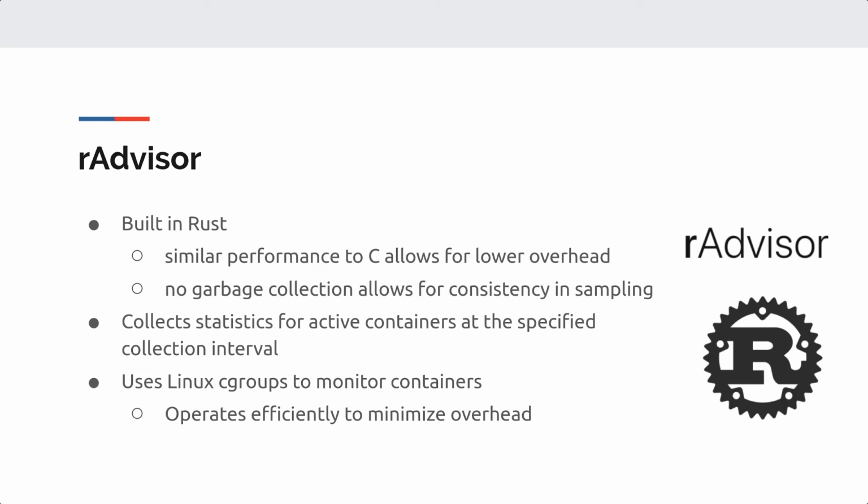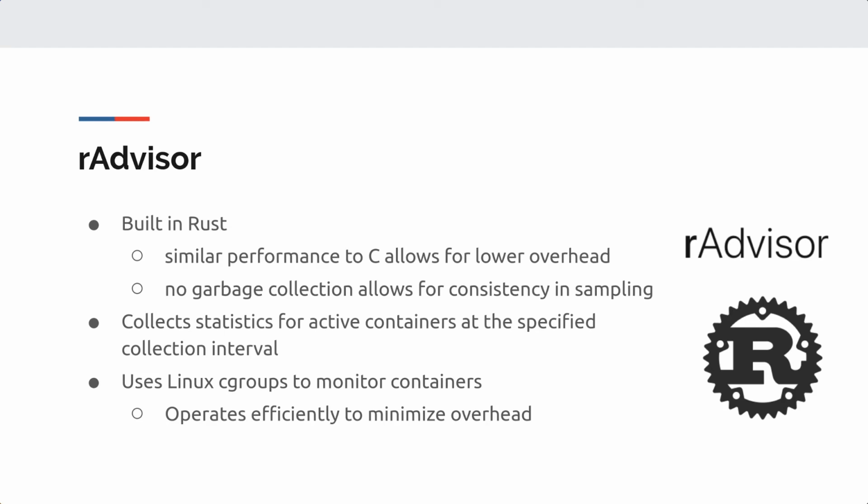For one, the software is built in Rust, which is a low-level language similar to C, with similar performance characteristics that allow for a lower overhead. Additionally, Rust is an unmanaged language. Compared to Golang, which has a garbage collector, Rust doesn't, which means we avoid the additional overhead of garbage collection. And as we've seen, garbage collection itself can even produce short-lived resource utilization spikes that we would like to, as much as possible, avoid in our instrumentation.